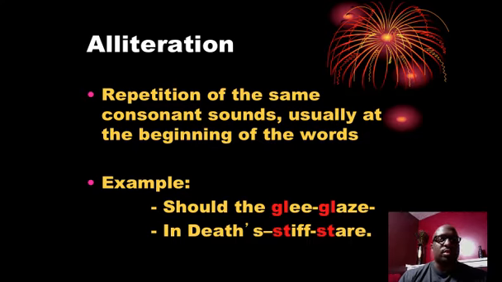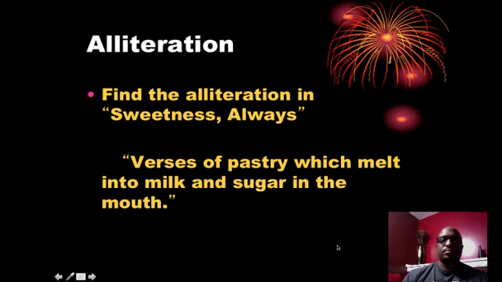As you can see here, alliteration is the repetition of the same consonant sounds, usually at the beginning of the words. However, it doesn't necessarily have to be. So for example, "should the glee glaze?" That would be an example of alliteration. "In death's stiff stare." So those are two examples of alliteration. The beginning sounds are consonant sounds, the beginning of words, but it has to be a pattern of those words. So usually two or more with the same repetition of consonant sounds is an example of alliteration.